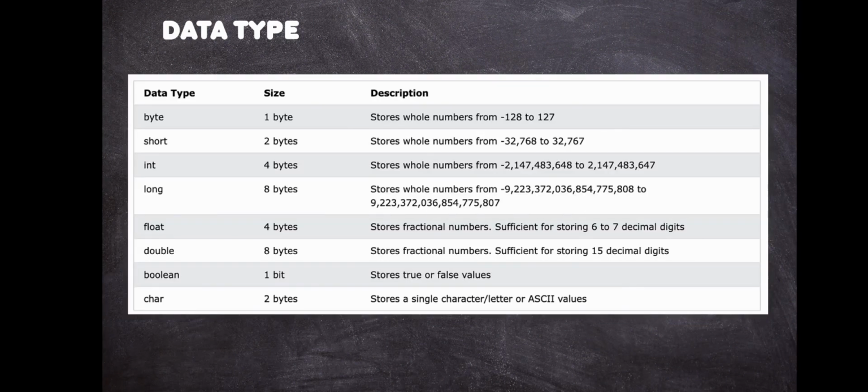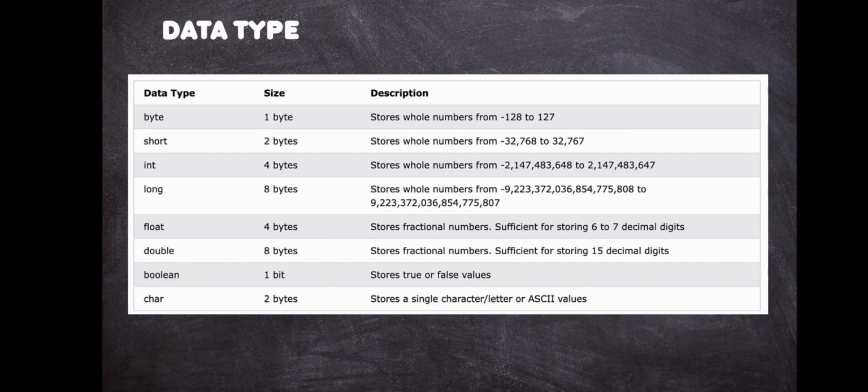Now let's discuss the data types and their storage capacity, how much storage they take when we use them. The first one is the byte. It takes 1 byte, and it can store whole numbers from minus 128 to 127. The second one is the short. It takes 2 bytes and it can store whole numbers from minus 32,768 to 32,767. The third one, the widely used int, takes size up to 4 bytes.